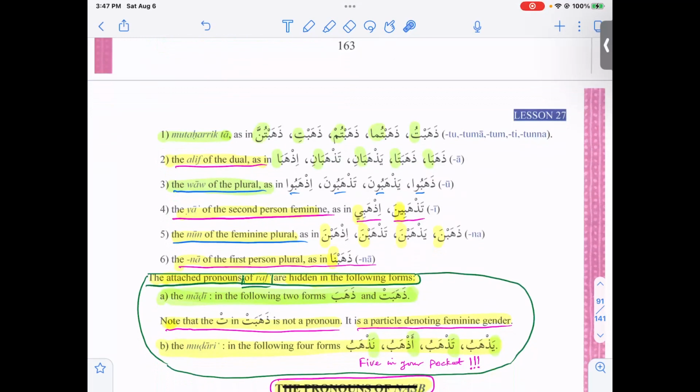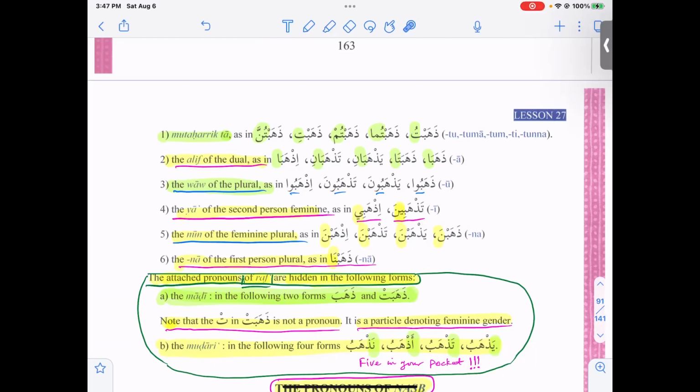The attached pronouns of rafa are hidden in the following forms. They are hidden. Very much in detail. You will read it, inshallah. Read it slowly, my brother. You will enjoy it. And remember, all these things will result for you more hasanat. And hasanat are very important. Man jaa bil hasanati falahu ashru amthaliha. Allah has given us a guarantee that you do one good deed, Allah will give you 10 times the reward.